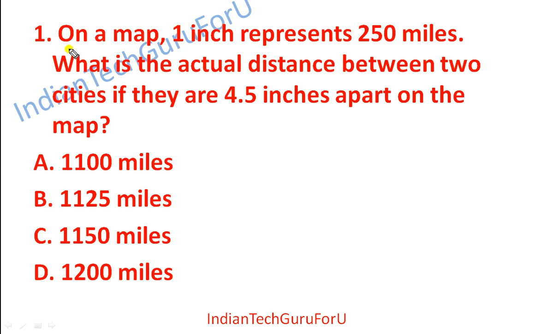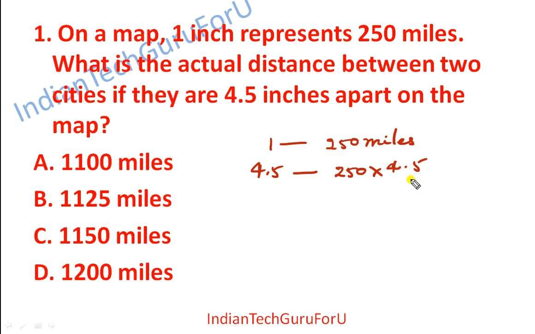See the first question. On a map, 1 inch represents 250 miles. What is the actual distance between two cities if they are 4.5 inches apart on the map? So very simple question that has been asked in UGC NET June 2019. So let us solve this problem. 1 inch represents 250 miles. 4.5 inches represents, very simple, 250 into 4.5.